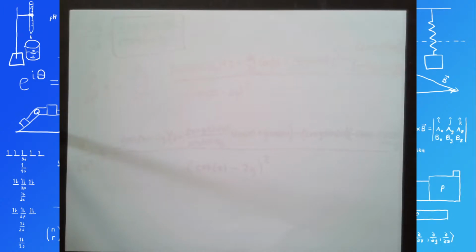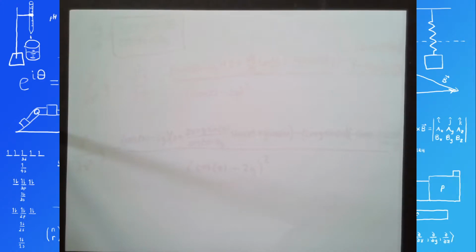We've got shadow problems, cone problems, motion problems, etc., etc. Okay, let's do a shadow problem.